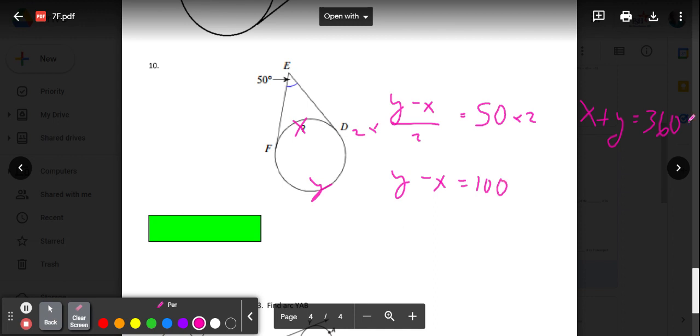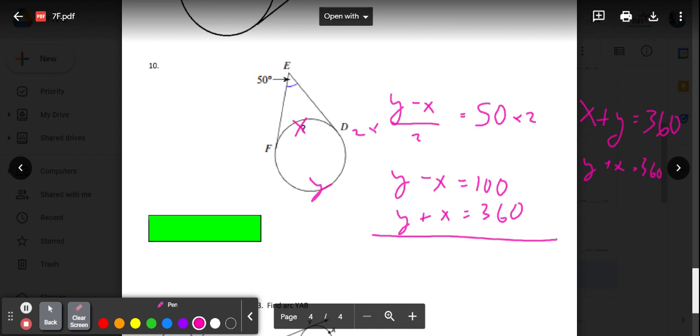Okay, y minus x equals 100. I'm going to rewrite this equation, the x plus y equals 360, to y plus x equals 360. Same thing. All right, so now down here we have y plus x equals 360. Okay, now what we have is a system of equations. So I have y minus x equals something and y plus x equals something else.